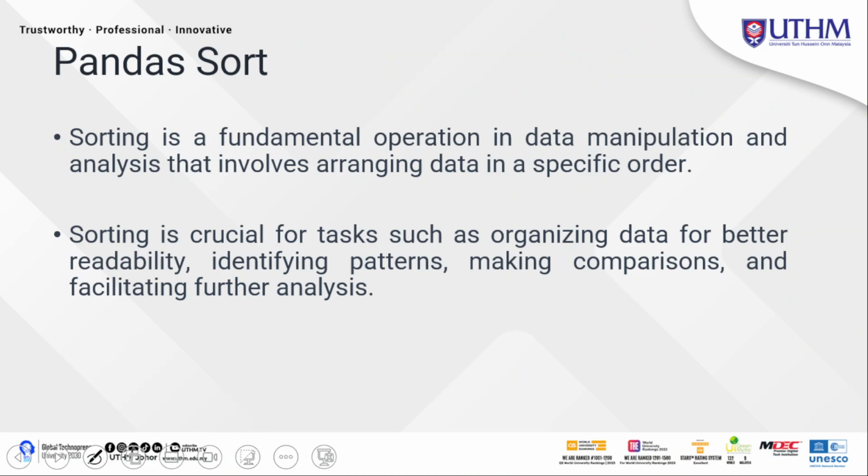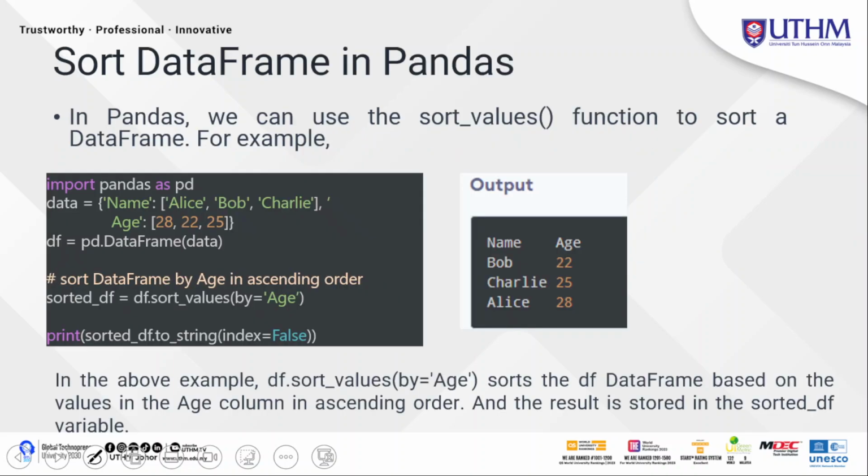Okay, Pandas sort. Sorting is a fundamental operation in data manipulation. We already learned about sorting last time. Sorting is a crucial task for organizing data for better readability, identifying patterns, making comparisons, and facilitating further analysis. Let's see how we do the sorting using Pandas. First of all, we import Pandas, create data and the data frame. Here we have two columns, name and age, and we want to sort this data frame in ascending order.